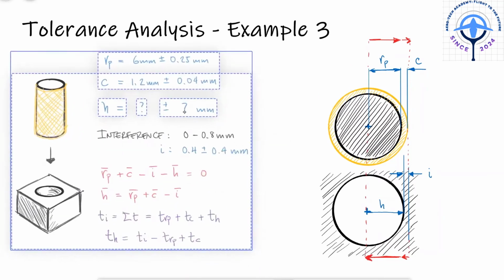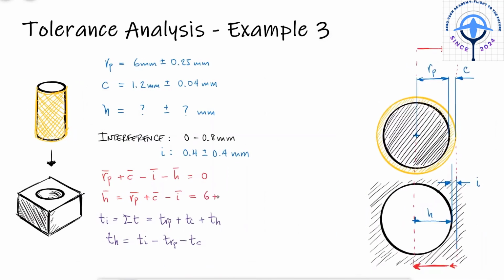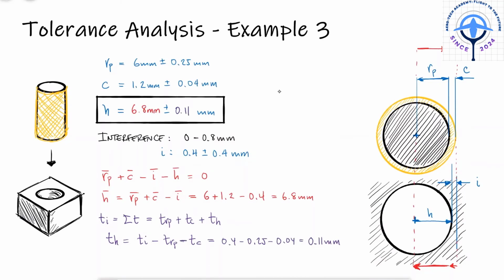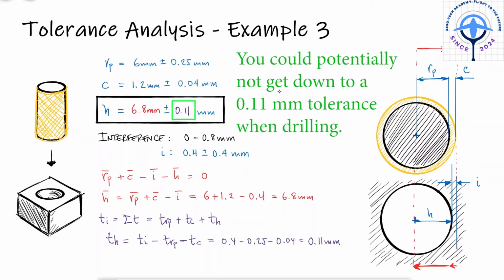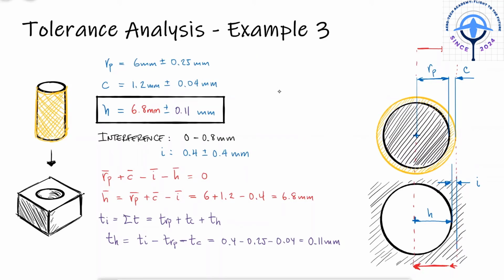The nominal value for the radius of the hole would be 6.8 millimeters and the tolerance of the hole would be 0.11 millimeters. A tolerance of 0.11 millimeters could suggest that the hole shouldn't be drilled since some drilling operations can yield tolerances up to 0.25 millimeters. With a value like this, you, as the engineer, could probably recommend to ream the hole, since reaming operations can yield tolerances down to 0.02 millimeters.